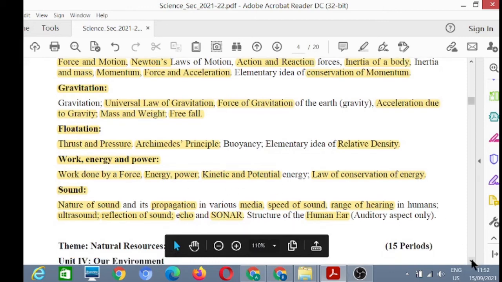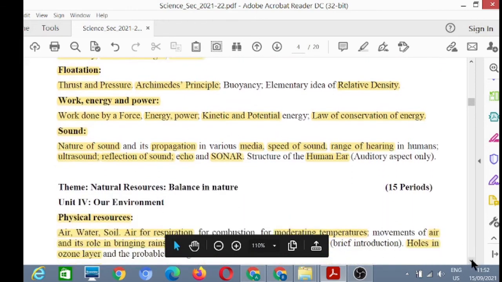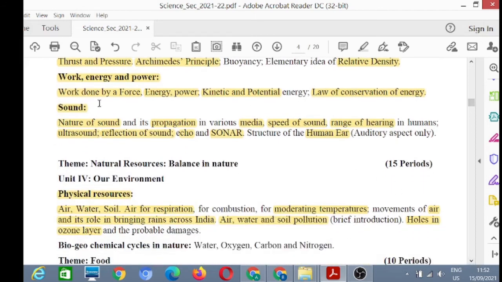Now what is sound? Sound is a form of energy. Now nature of sound, then its propagation, how sound can travel in different media, that is propagation of sound. So in various media, speed of sound will be more in water or less in water as compared to air. So that is speed of sound. You can see the table of speed of sound in different media, you will get the idea.